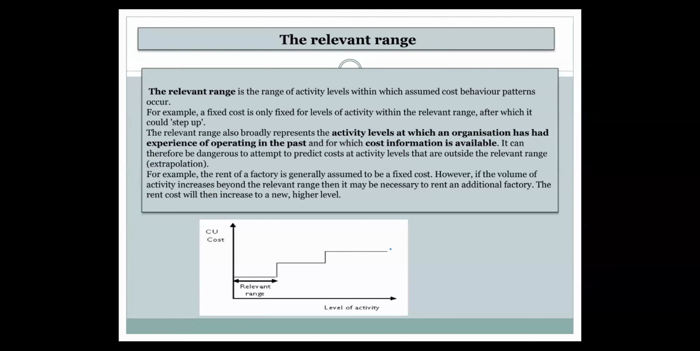For example, the rent of a factory is generally assumed to be a fixed cost. However, if the volume of activity increases beyond the relevant range, then it may be necessary to rent an additional factory. The rent cost will then increase to a new higher level.